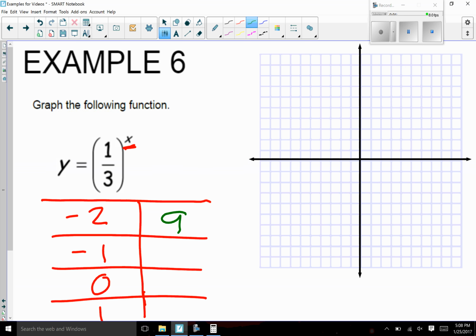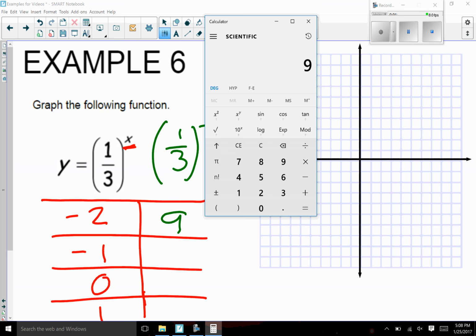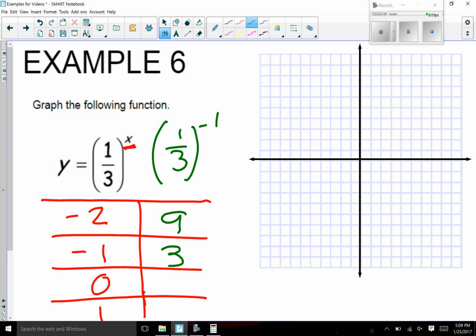The next one we're going to do is -1. So we have 1/3 to the -1. Again, if we put that in our calculator, we have 1 divided by 3, and we raise that to the -1, and we get 3. Again, the reason why is because that negative reciprocals the fraction. So instead of 1/3, we have 3/1 raised to the 1st power, and anything to the 1st power is itself. So that's why we got 3 there.